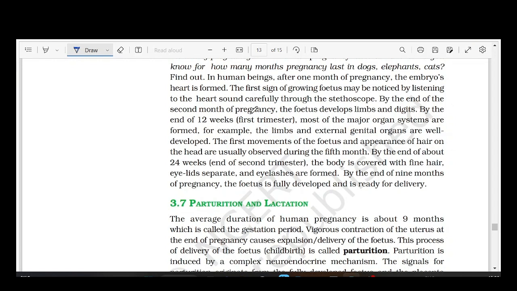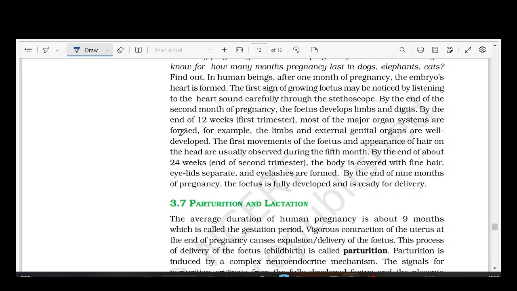By the end of the second month, the fetus develops the digits and the limbs, and by the end of 12 weeks, as you know, 1 month has 4 weeks, so 12 weeks means 3 months, the first trimester. Human pregnancy lasts 9 months, so there are three trimesters, and the first trimester is the first 3 months, the end of 12 weeks.